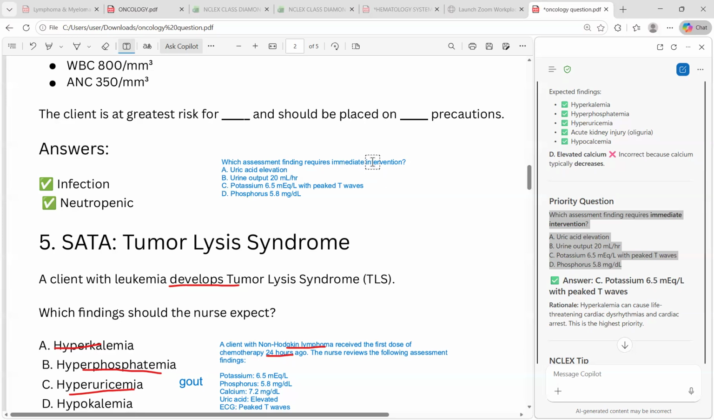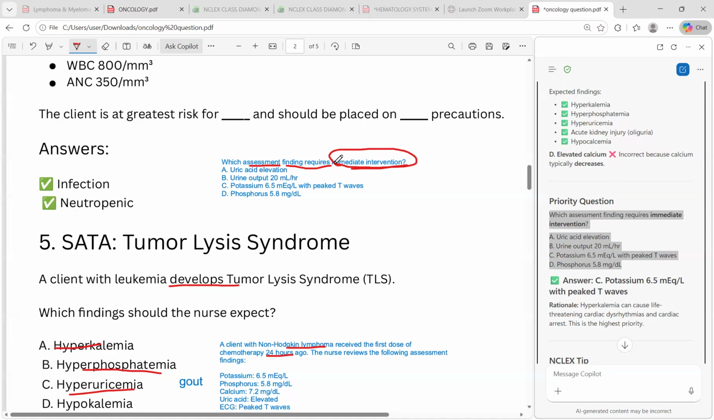Before that, we have to understand the question. Sometimes a negative question can be asked. In such cases, the negative option is the correct answer. So always read the scenario and understand the question correctly, by understanding the keywords. What are the keywords here? Which assessment finding requires immediate intervention. That means priority management is the word we need to choose as the correct answer.